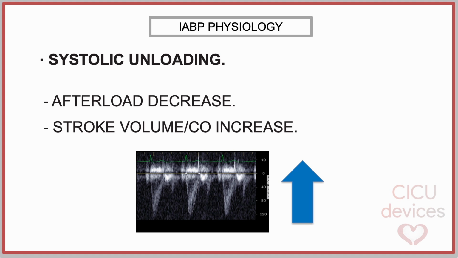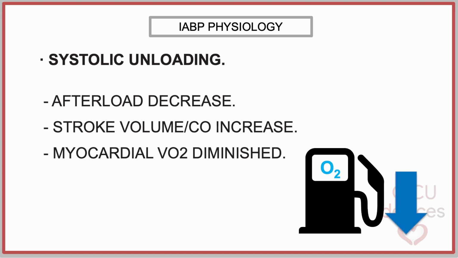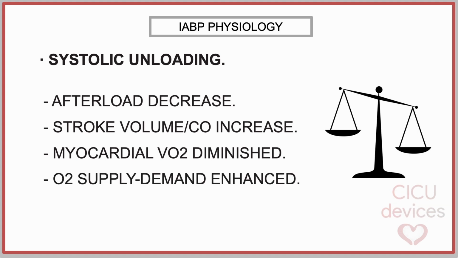Interestingly, this improvement is achieved without directly increasing the heart's contractility, unlike inotropic medications. By reducing resistance, the heart requires less energy to eject blood, leading to decreased myocardial workload, and consequently, it induces a reduction in myocardial oxygen consumption. This way, IABP enhances the myocardial oxygen supply to demand ratio by simultaneously improving coronary perfusion and reducing cardiac workload.